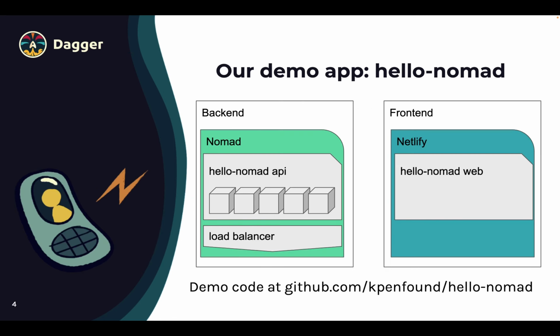For this demo, here's what our application looks like. We've got a front end and a back end. The back end is an API that runs as a service in Nomad. It's an HTTP listener, so we send HTTP requests to it, and it sends things back to the client. This backend has a load balancer in Nomad as well, so that we can balance the load across all of our allocations running in Nomad. And then the front end is just a static site that we've deployed to Netlify.